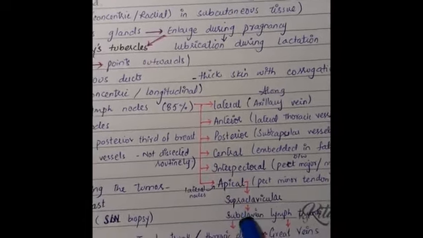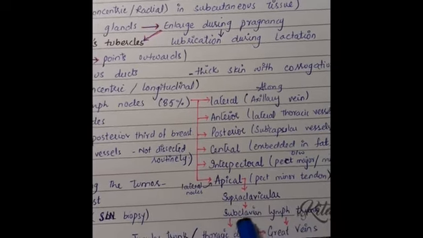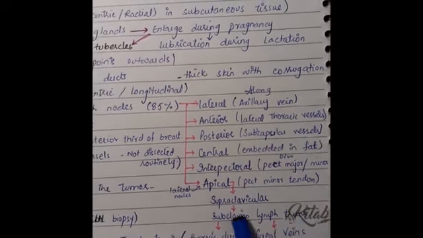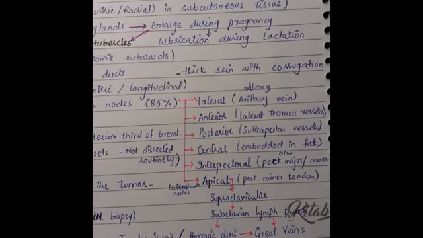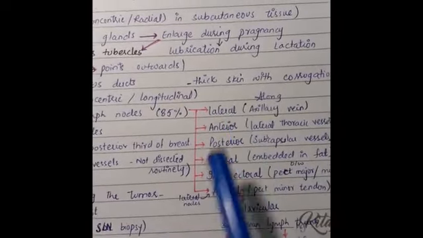These drain into supraclavicular lymph nodes that drain into the subclavian lymph trunk that can drain into great veins directly or via the jugular trunk or thoracic duct. The lateral group of lymph nodes also drain into the apical nodes.